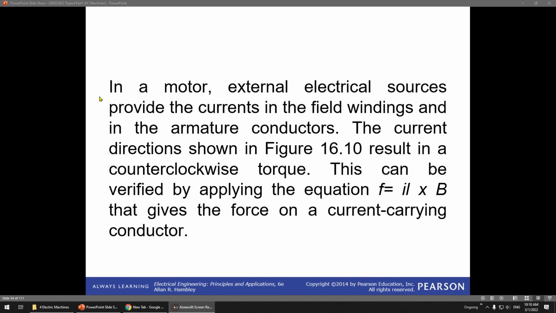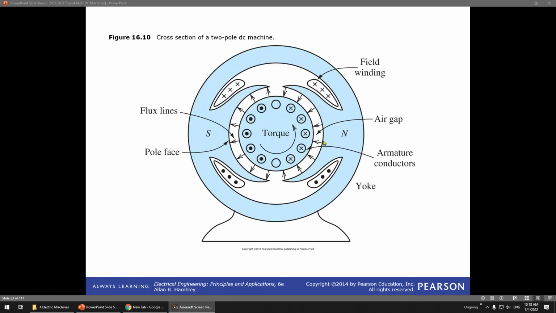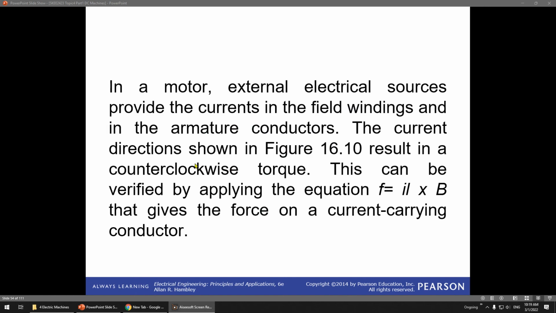In the motor, an external circuit source provides the current to the field winding and the armature conductor. So basically, you have an external source supplying the field winding and the armature winding. The current direction shown in the figure results in a counterclockwise torque. This can be verified by applying the equation F = ILB for the force on a current-carrying conductor.